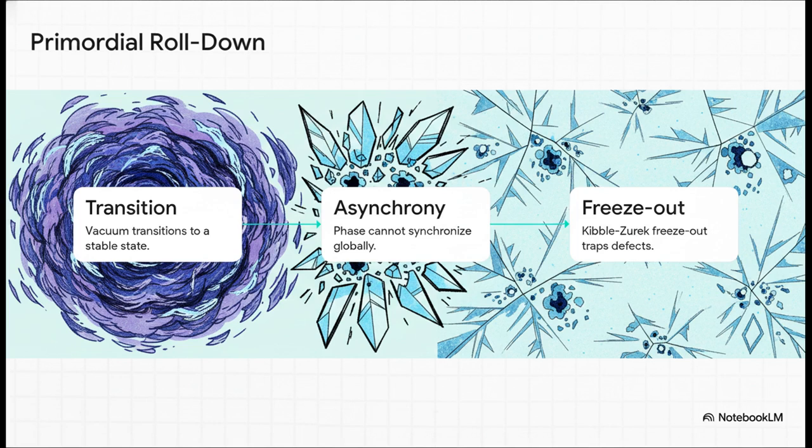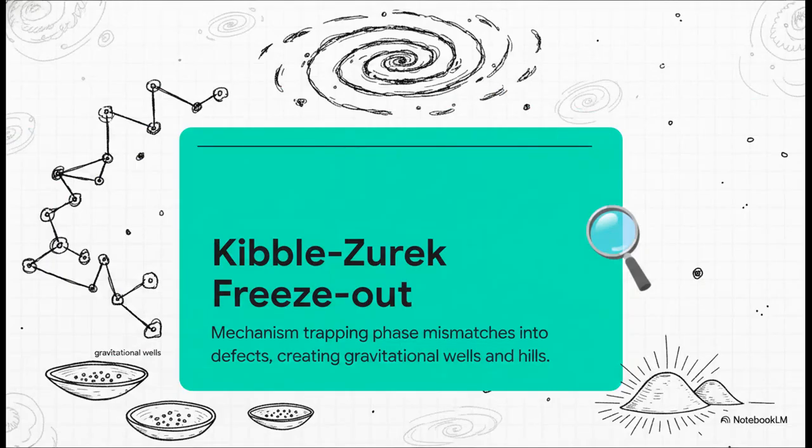The ice crystals form in different directions and crash into each other, creating stress lines and trapped bubbles, right? The early universe did the exact same thing, freezing its phase mismatches permanently into place. Physicists call this cosmic flash freezing process the Kibble-Zurek freezeout. It's the mechanism that trapped these primordial phase mismatches into a permanent network of cosmic defects. And these trapped defects form the foundational architecture of our entire universe.